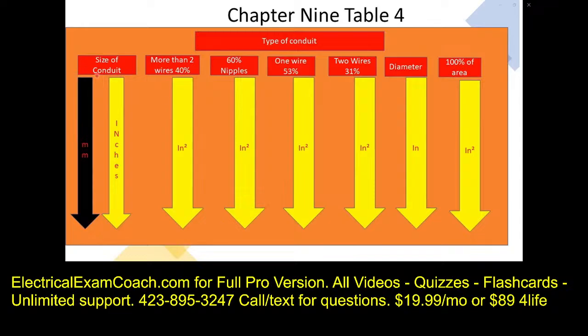And the next column over would be our 60% for nipples. So when we're dealing with nipples that are 24 inches or less, we're going to use the 60% fill column. So the question will ask, if we have a nipple of this size, how many conductors can you fit? First, you would come over to your size of conduit. Then if it was a nipple, you would come over here, grab that value, and that's how much space you have total to fill. Then the same thing here with 1 wire and 2 wires and the diameter and the area completely.